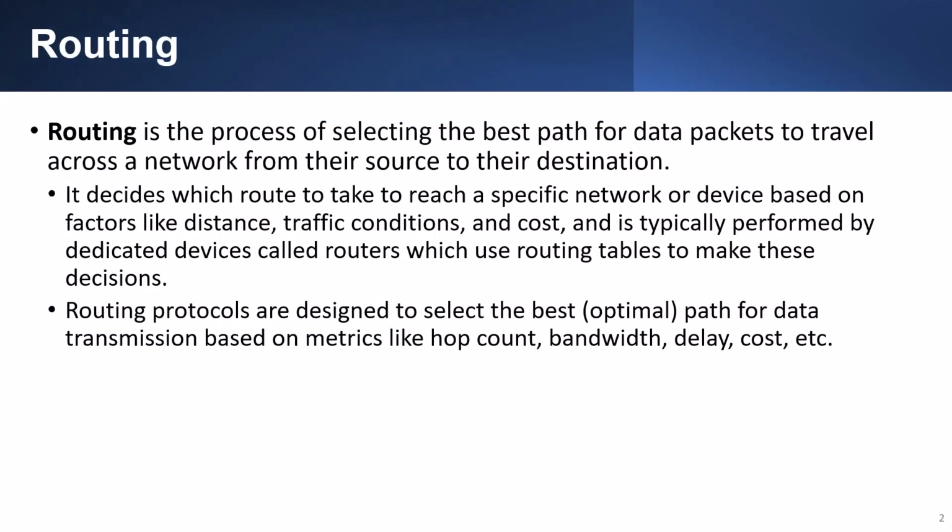Routing is the process of selecting the best path for data packets to travel across the network from their source to their destination. It decides which route to take to reach a specific network or device based on factors like distance, traffic conditions, and cost, and is typically performed by dedicated devices called routers, which use routing tables to make these decisions. Routing protocols are designed to select the best optimal path for data transmission based on metrics like hop count, bandwidth, delay, cost, and so forth.